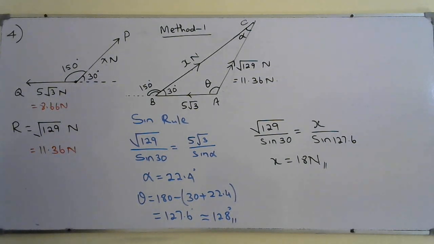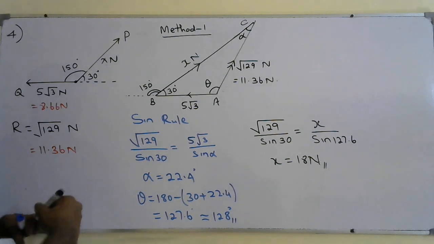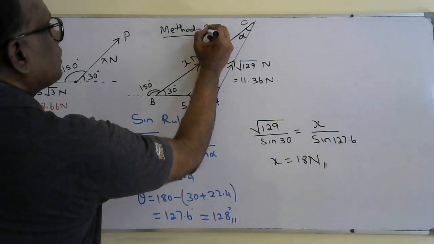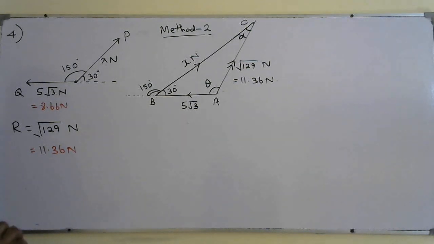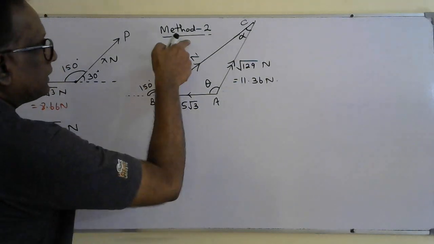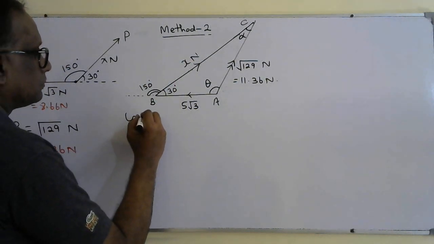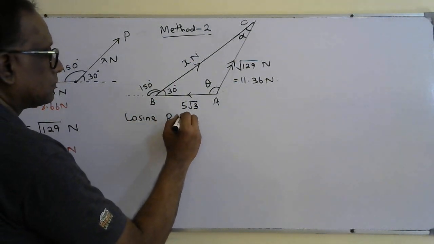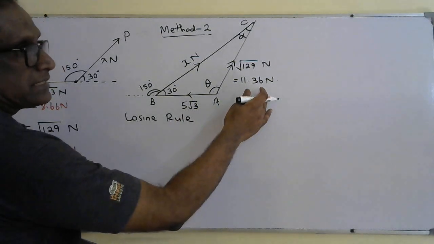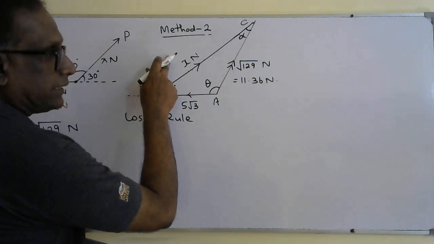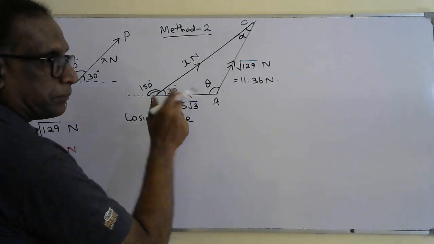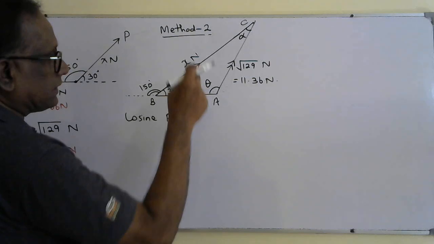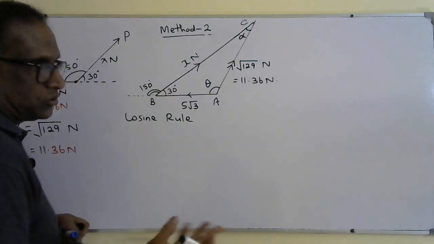Method 2, I'm going to use the cosine rule. Okay, so that's the second method. I'll erase it now. Okay, we'll use the cosine rule. Method 2. You know, r squared is equal to x squared plus this squared minus 2x into 5 root 3 cos 30. You know the cosine rule.